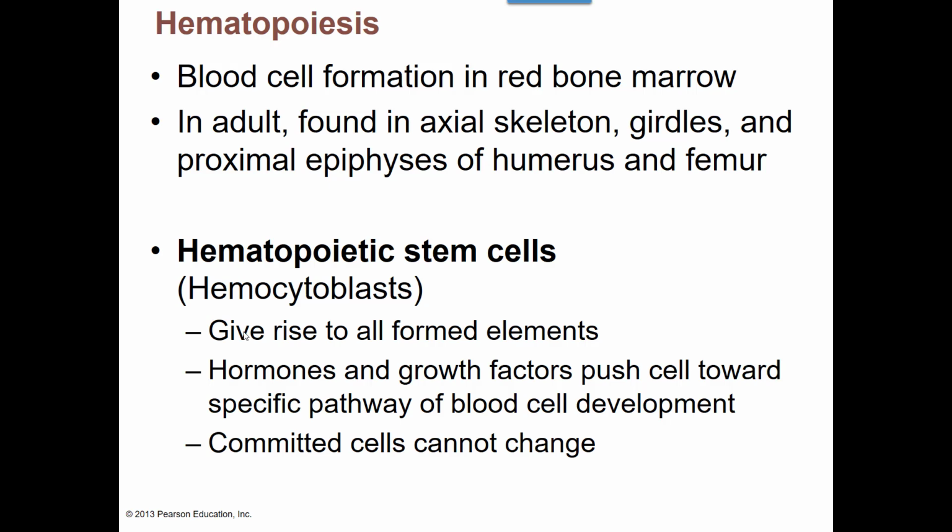In our girdles, meaning the center part of the body that are attachments for our arms and legs, and in the proximal epiphyses of the humerus and the femur, is where we find lots of red bone marrow.